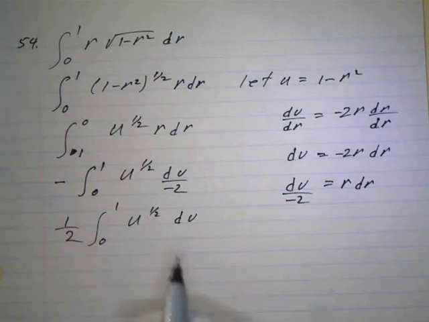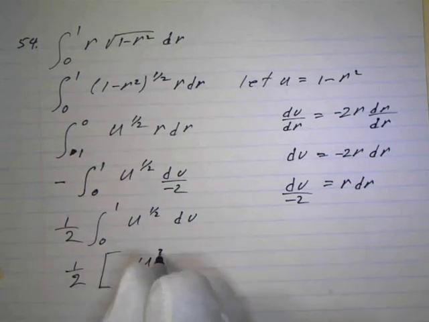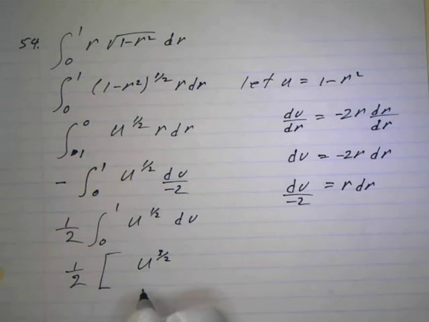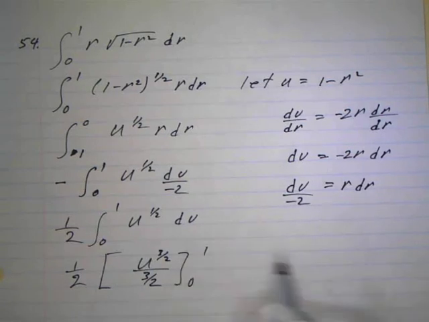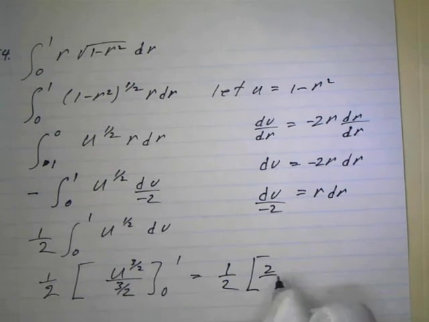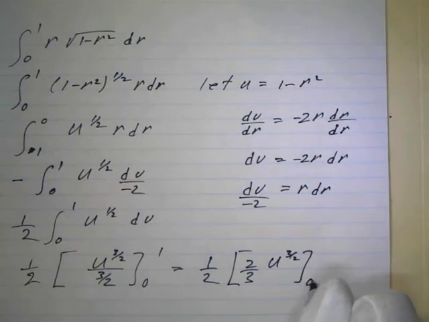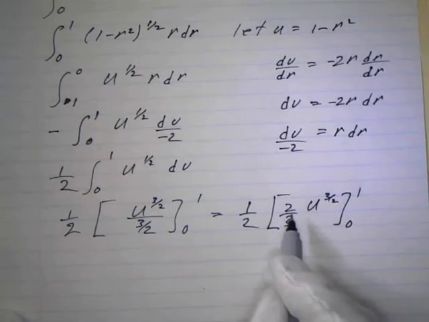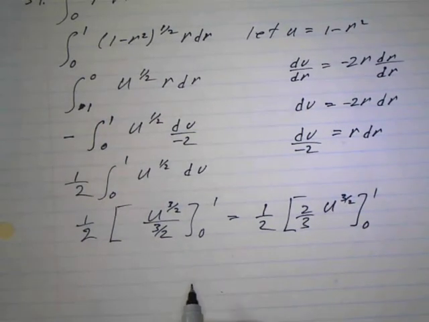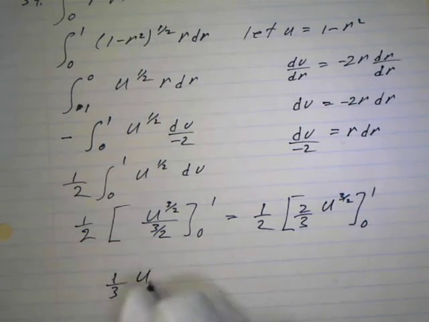Okay, so we add 1. So it's going to be 1/2, and that's going to be evaluated. So if I add 1 to that, that's going to be u to the 3/2 divided by 3/2 or times 2/3. We'll just write it out, divided by 3/2. And we're going to go from 0 to 1. So that's going to be the same thing as 1/2 times 2/3 u to the 3/2 evaluated from 0 to 1. I can simplify this a little bit and get my work done. So this is going to end up being 1/3 u to the 3/2.